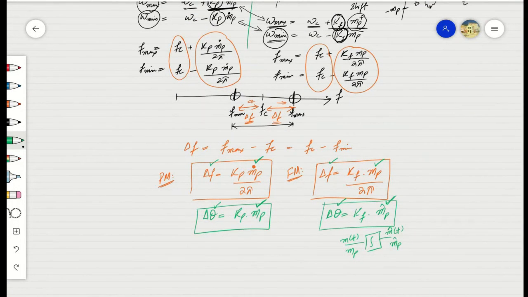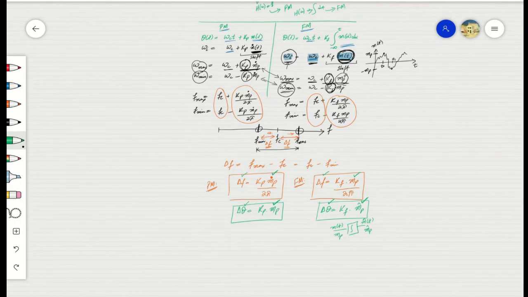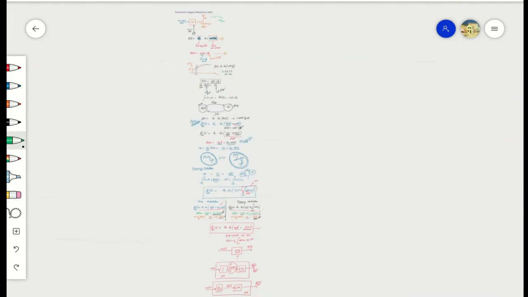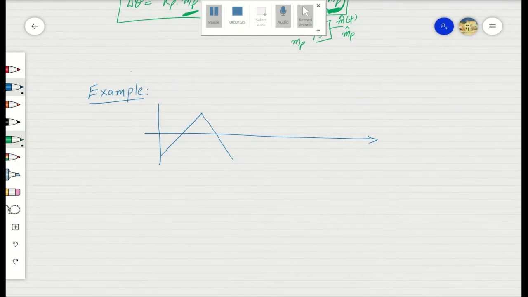Roughly, this delta f can provide a picture of the bandwidth consumption by both phase and frequency modulation schemes, while the exact bandwidth consumed by these two modulation schemes is infinitely large, which we will discuss in our upcoming lecture. So let's see some example waveforms for both phase and frequency modulation schemes.